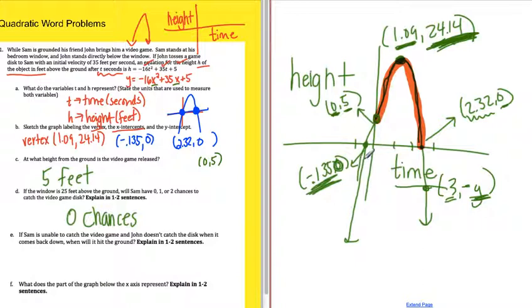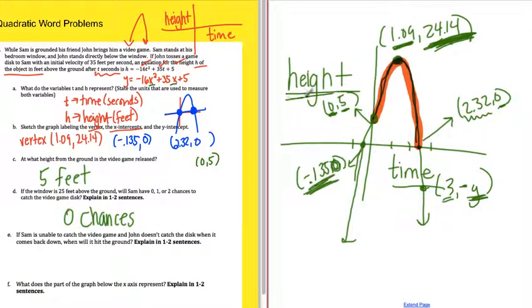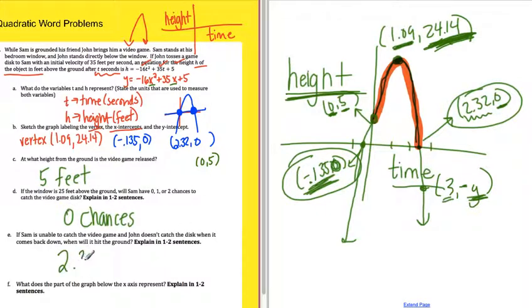If Sam is unable to catch the video game and John doesn't catch it, when it comes back down, when will it hit the ground? Well, if it hits the ground, the actual height of it is 0. So there's 2 times when the height is 0. At negative 0.135 seconds and at 2.32 seconds. And we've already decided that 2.32 seconds makes the most sense because there can't be negative time. This part doesn't even happen.